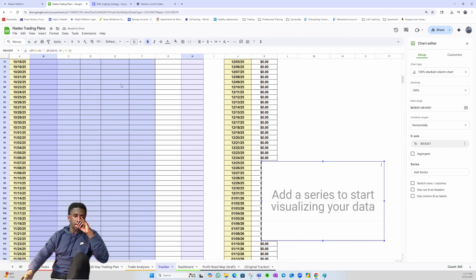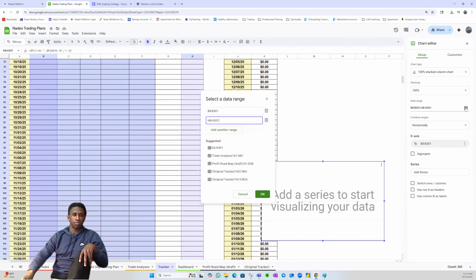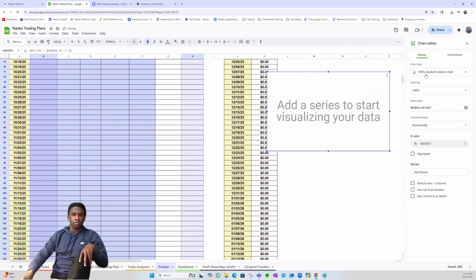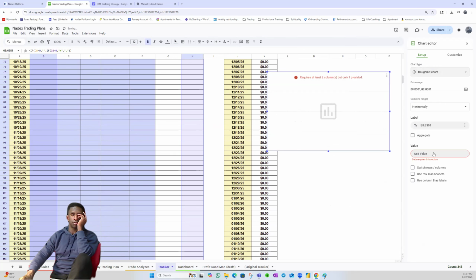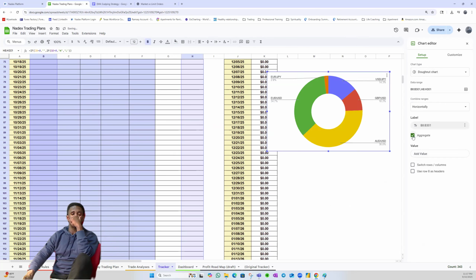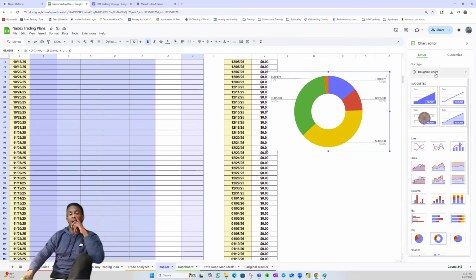Because it says B. That's this. The x-axis is gonna be B, and then my y-axis is the number of trades. Oh, why is it not showing? I don't want a pie chart.